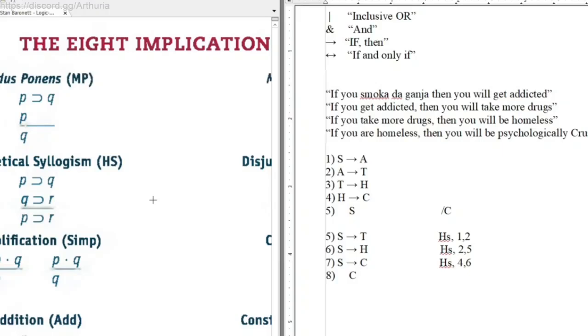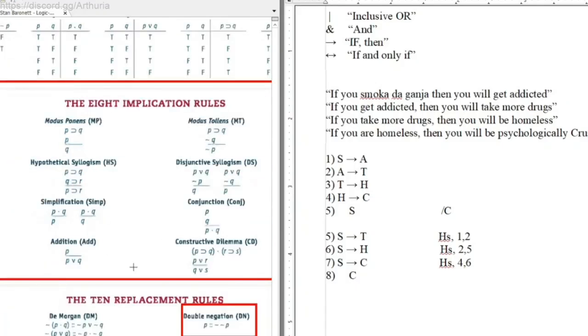This is where practice makes perfect: being able to see all the different patterns at once. Wait, is this a combo, or are we using HS? This is a combo. It's not HS. Which combo would it be? We're using one of these rules. What do we have to do? You have to prove that C is true from all of these lines. And you have to use one of the implication rules. Yeah, so you're going to use number 8.